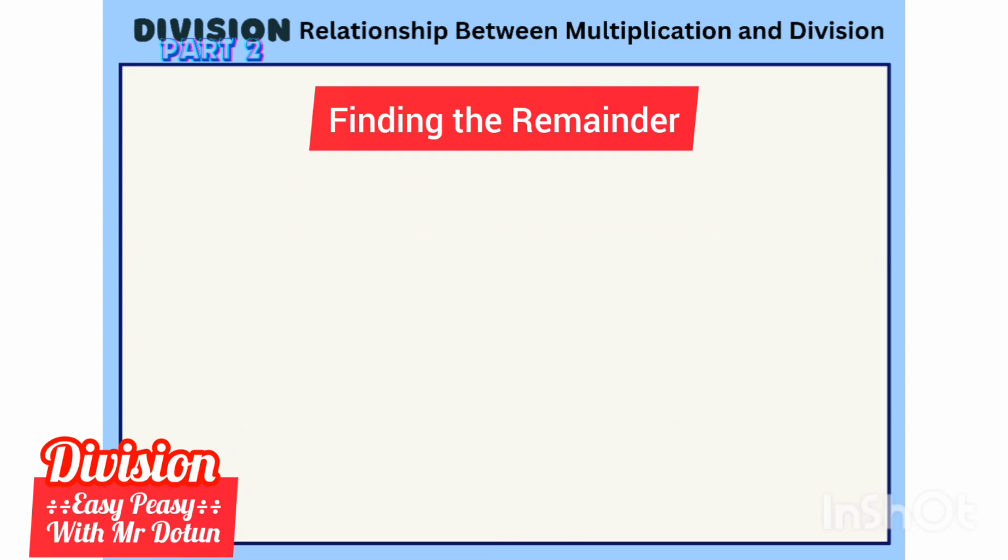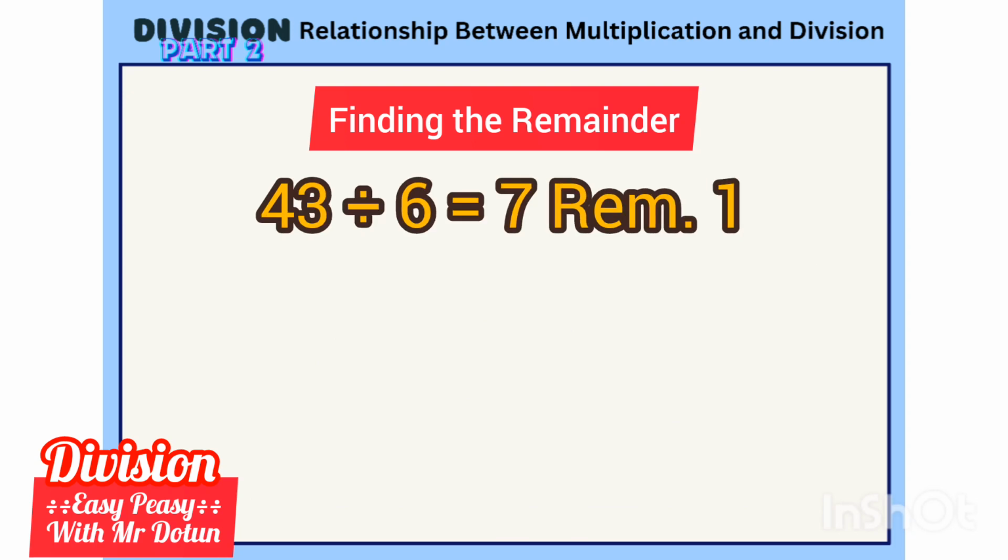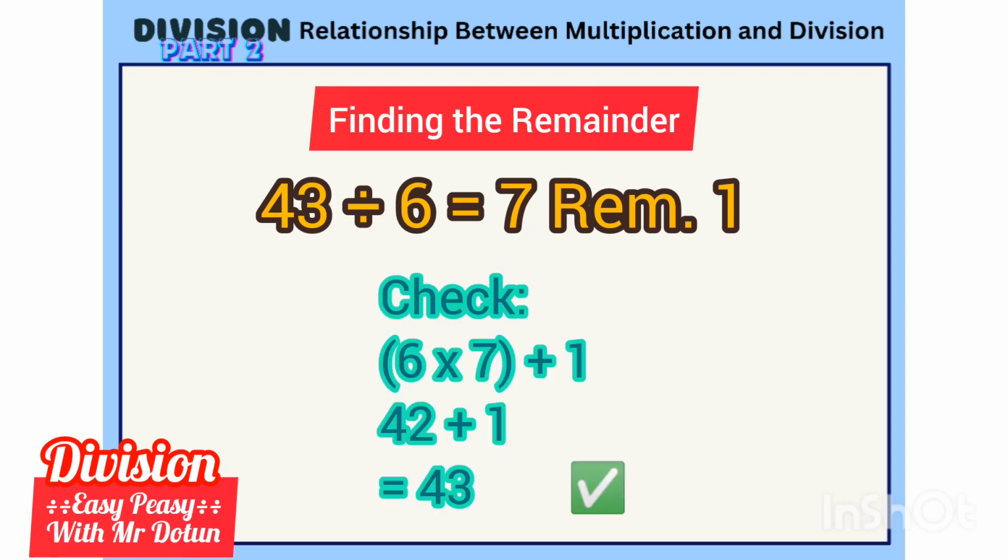Back to the question: 43 divided by 6. The answer is 7 remainder 1. We can check to see if we're correct. We do 7 times the divisor, which is 6. 6 times 7 is 42. Then 42 plus the remainder, which is 1. 42 plus 1 equals 43, and that gives us our dividend. Checked, we're correct.